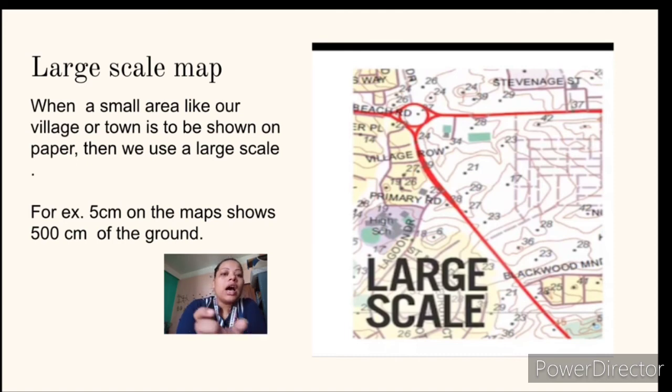So this is the proportion which is being used, that is 5 centimeter on a map. For example, this is 5 centimeter. So 5 centimeter on a map will represent 500 centimeter on the ground. Okay, so when you want to locate a small area like a village, town or city, then these large scale maps are used. Even Guwahati has large scale maps.